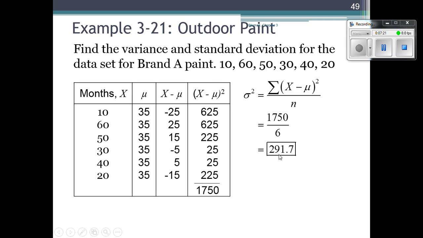Do that, you get 291.7. Again, the rounding rule: always round to one more decimal place than our data is in. Our data is all whole numbers, so we go to the nearest tenth. Standard deviation is just taking the square root of this, which is 17.1. So your variance is 291.7, standard deviation of 17.1.